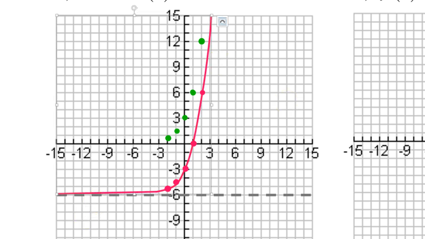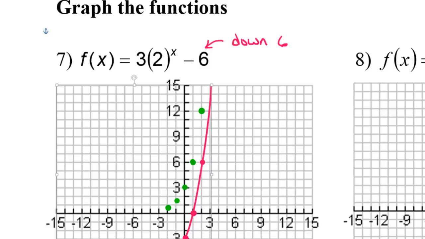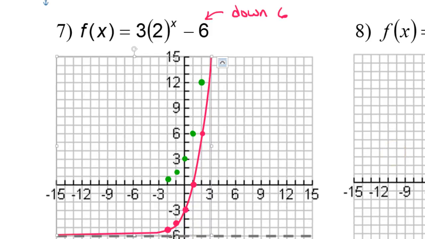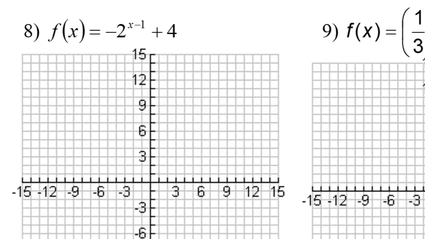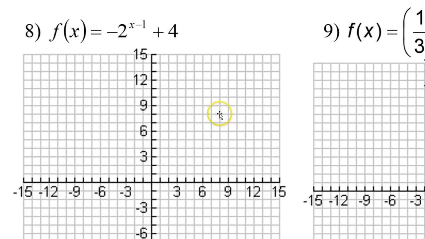Alright, so your graph should look something like that. Alright, and that was number 7. Now let's take a look at number 8. Okay, for number 8, again I'm going to make my table of values. Okay, so I have -2 to the x minus 1 power plus 4.